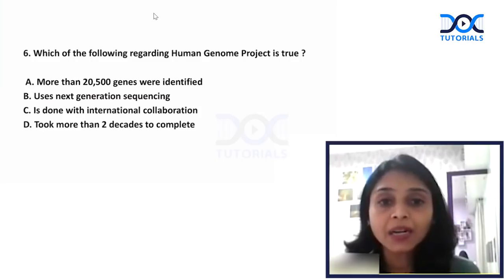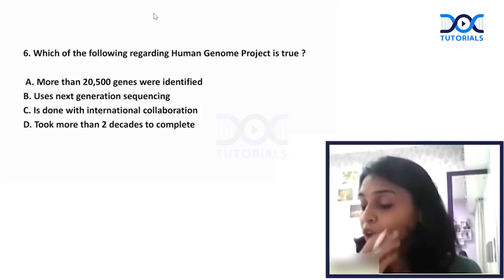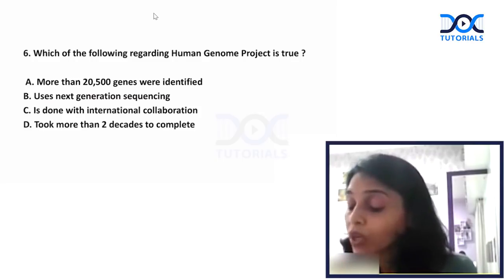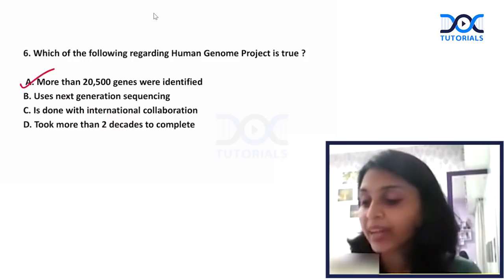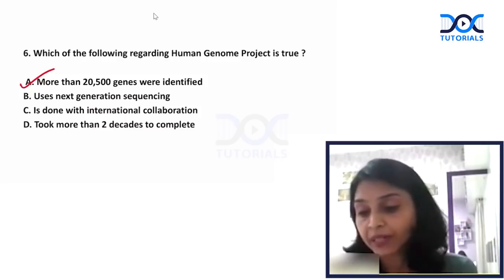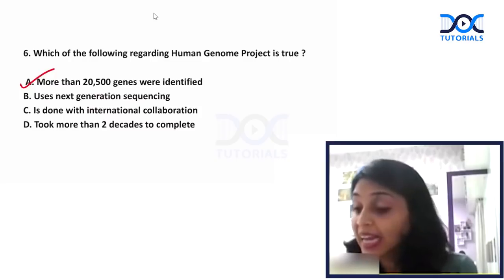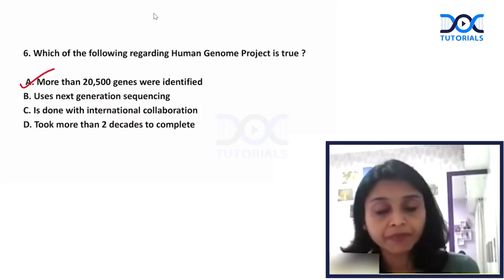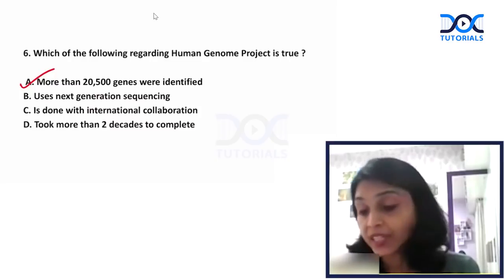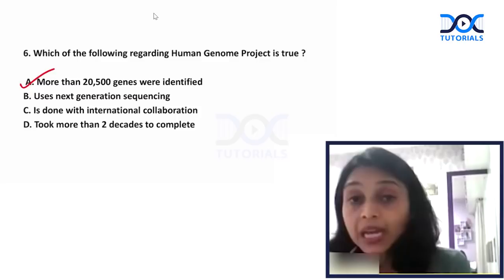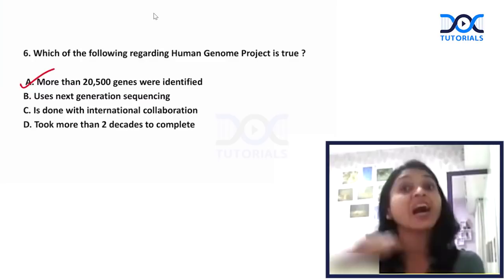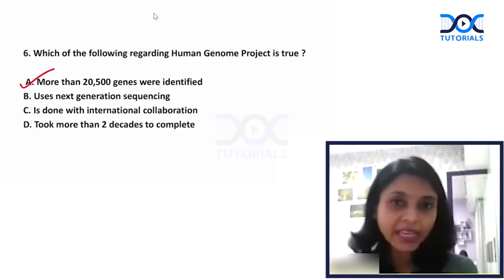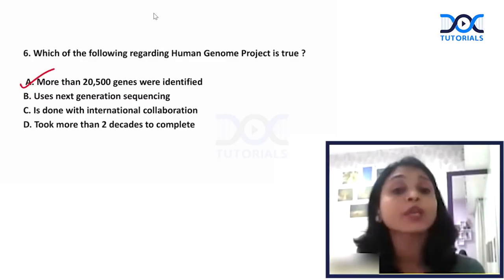Human Genome Project, which is true. More than 20,500 genes were identified. That is true. They use next generation sequencing. No, they don't use next generation sequencing. They are using some other mapping technique. Next generation sequencing is something hi-fi that came a little later after we started the Human Genome Project.